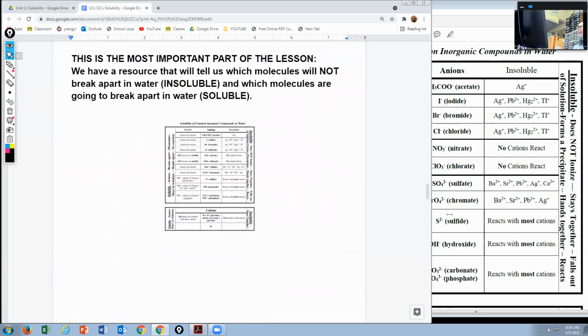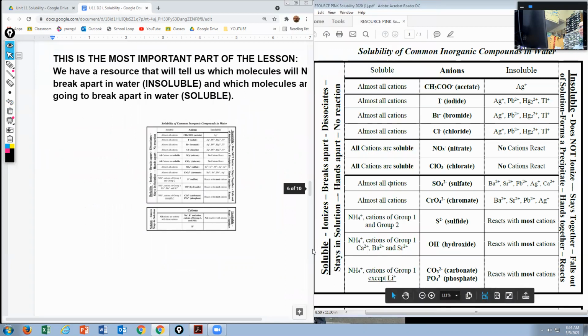So this class is coming down to right here. This is the most important sheet we're going to have. This sheet is going to tell you whether things are soluble, whether they break apart. Hopefully you guys can see me. If you're in class, I would say soluble things break apart. Insoluble things are going to stay together. So this is soluble. This is insoluble. This would be like the sodium and the chloride. They break apart. And this might be like the silver and the chloride, and they stay together.